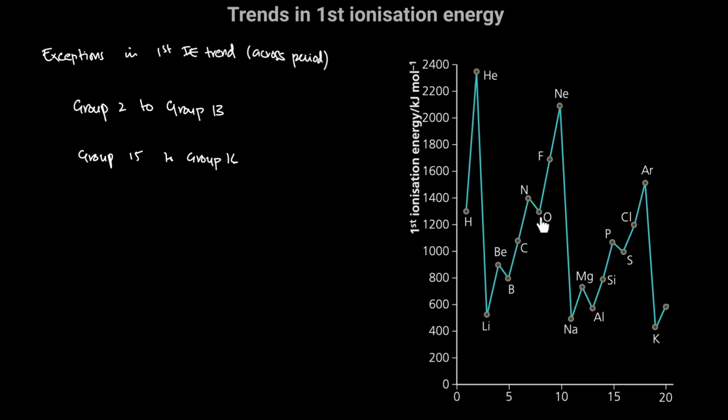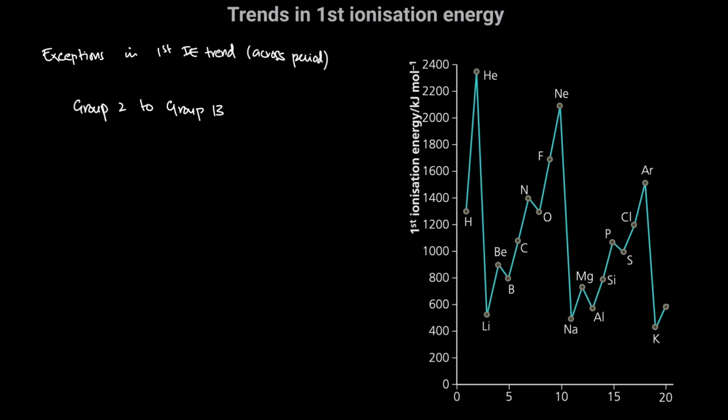Nitrogen is in group 15, oxygen is in group 16. We see a decrease, and the same thing for phosphorus to sulfur. Group 15 to group 16, we see a decrease in the first ionization energy. So these are the two exceptions. We're first going to look at the exception that we see from group 2 to group 13.